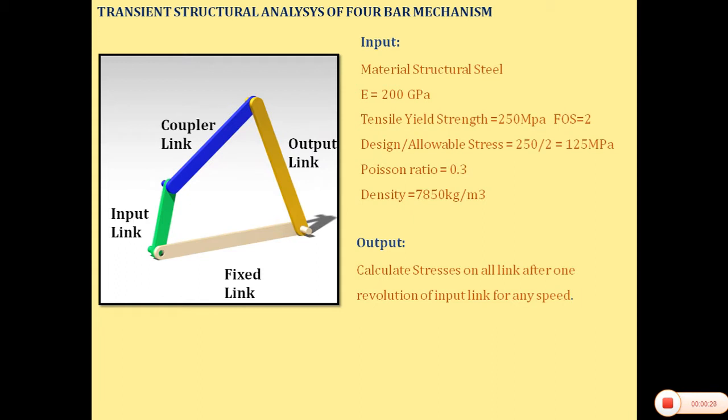Material we are considering is structural steel, with Young's modulus of elasticity of 200 gigapascal, and yield strength of 250 megapascal. Guys, you can consider any 4-bar mechanism which is available to you. You can use any CAD model to develop it, or otherwise you can also develop it in Ansys itself. So what is the output we require? The desirable output is to calculate the stresses on all links after one revolution of the input link for any speed. So this is our aim for this tutorial. Let's get started and see how it works in Ansys.